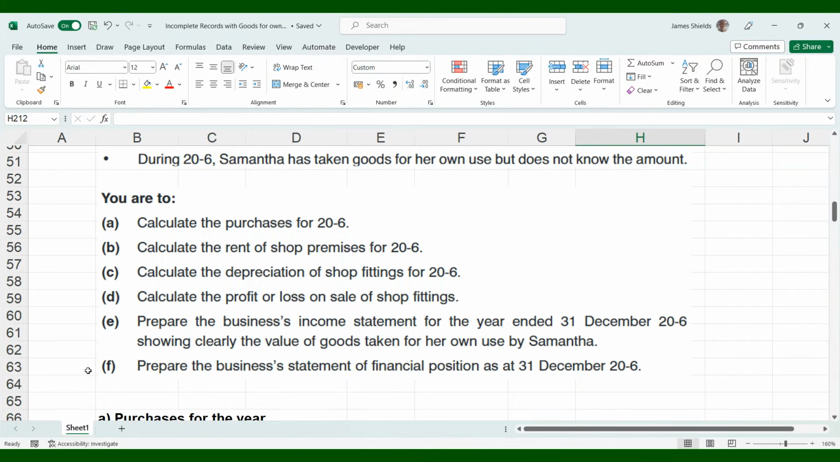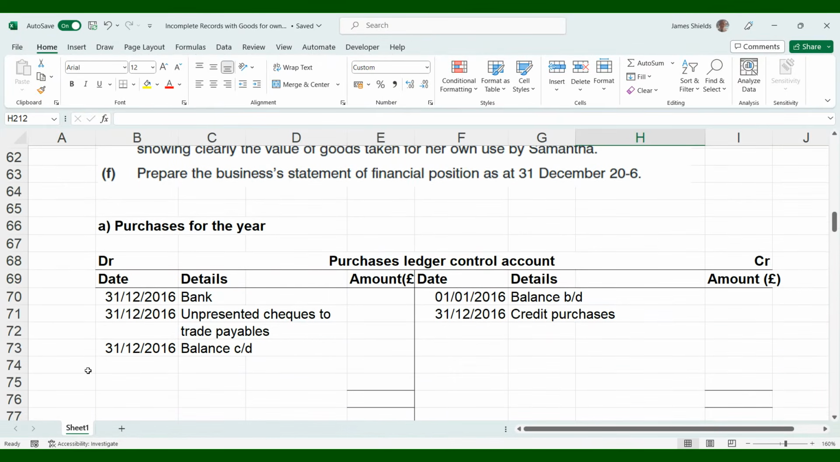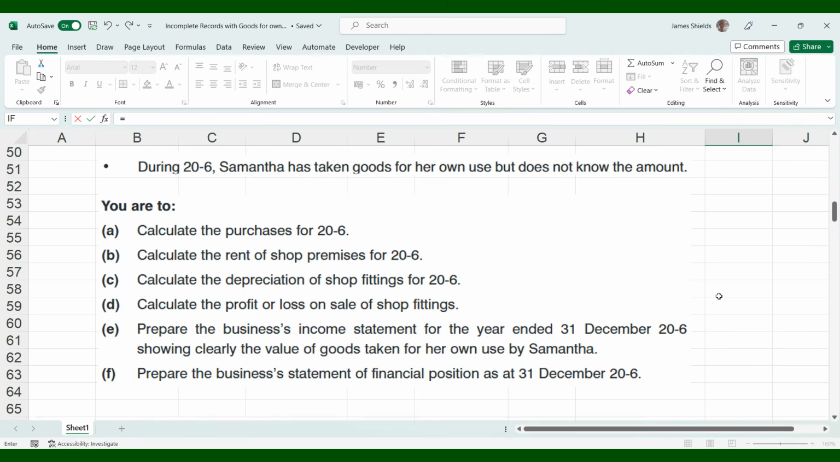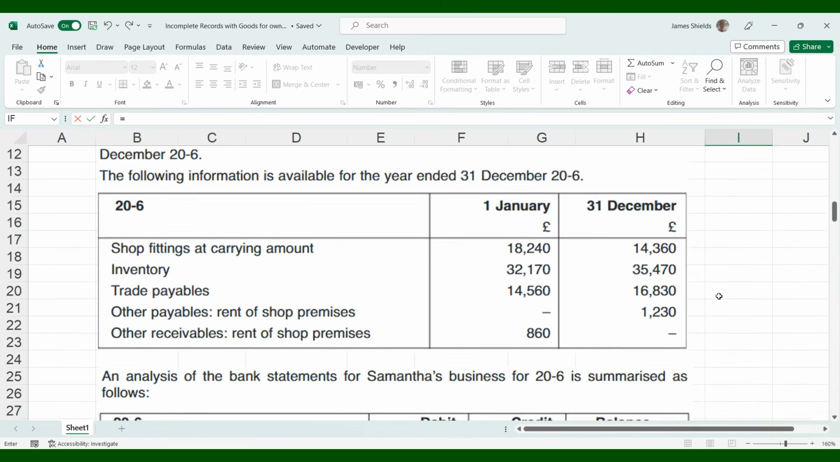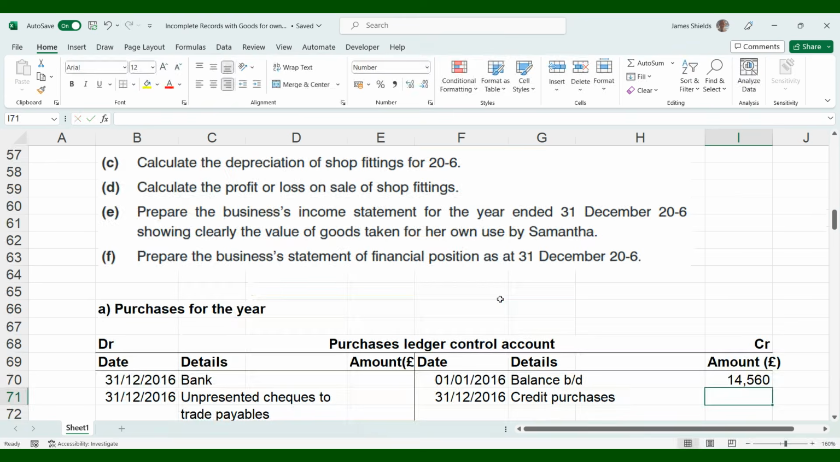Right, so we're going to go through each part individually now. Purchases for the year is going to require a purchase ledger control account. Now, the 1st of January, the balance brought down is in the beginning of the question. Balance brought down for the purchase ledger control account is our trade payables, which is £14,560. So that's our balance brought down.